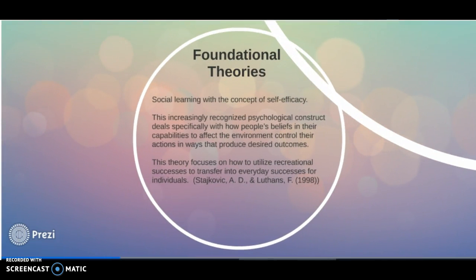So the foundational theories is that social learning with the concept of self-efficacy is this increasingly recognized psychological construct that deals specifically with how people's beliefs in their capabilities to affect the environment control their actions in ways that produce desired outcomes. This theory focuses on how to utilize recreational successes to transfer into everyday successes for individuals. Basically, while studying these foundational theories and this concept, we realized it's a lot of psychology and how you perceive yourself and your abilities and how that affects you both behaviorally and in your environment, and how to be successful in things through that.